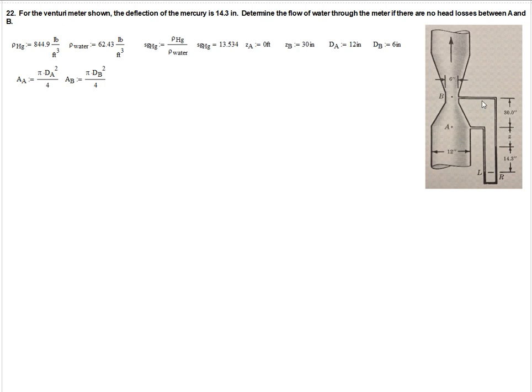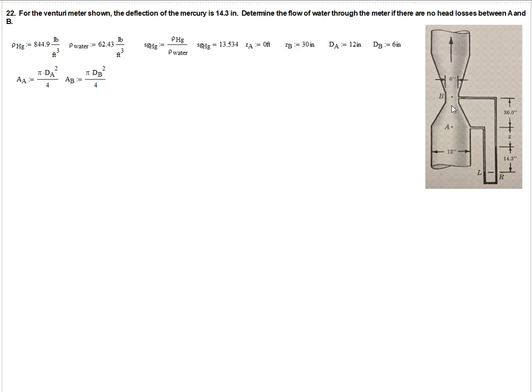The little complication of this is that we are using very old school technology of a manometer to measure the pressure drop. And we are told that the deflection of the mercury is 14.3 inches. And so this dark fluid here is representing the mercury. So that's a deflection of 14.3 inches. Determine the flow of water through the meter, assuming that there are no head losses between A and B.